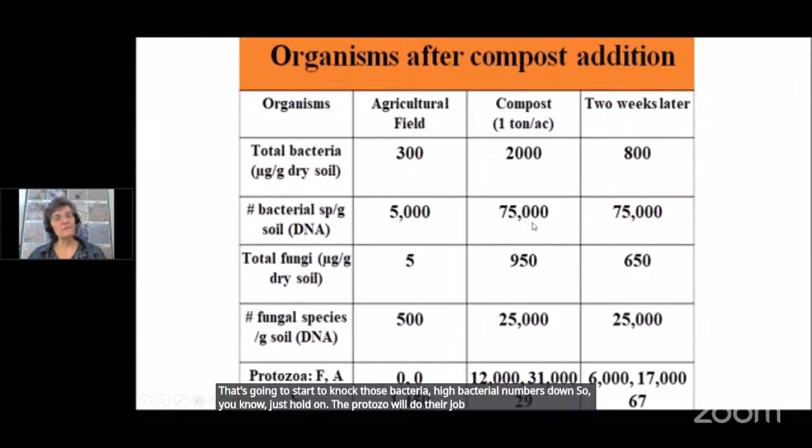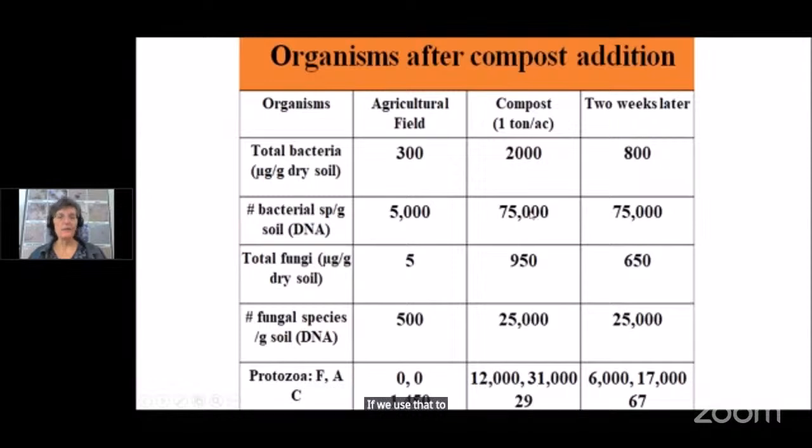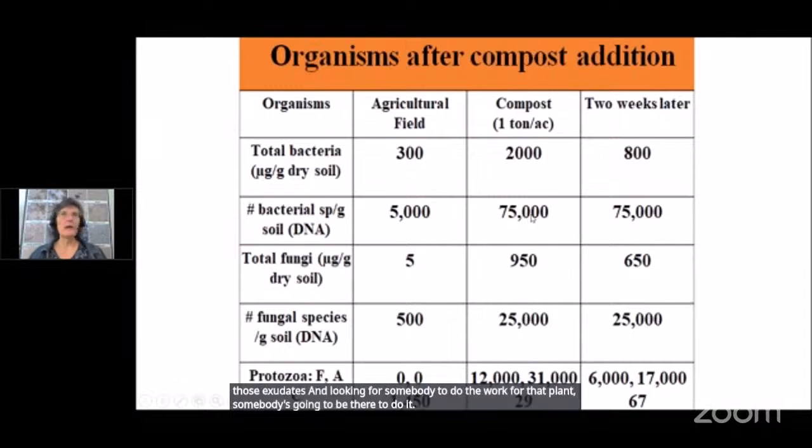But we have 75,000 species of bacteria in that compost. If we use that to inoculate your soil, we're going to have all of the organisms, all the species present, so that when the plant puts out those exudates and is looking for somebody to do the work for that plant, somebody's going to be there to do it. No matter what the weather, the temperature, the moisture, the calcium concentration, salts, whatever, the organisms are there to help that plant.